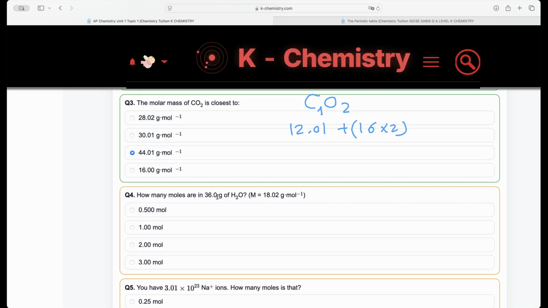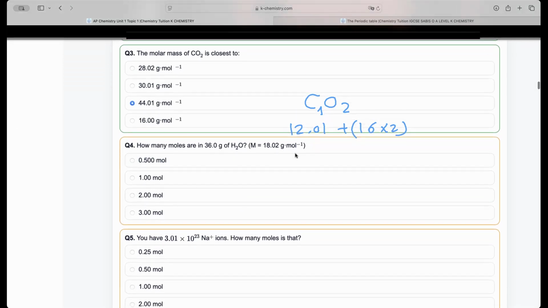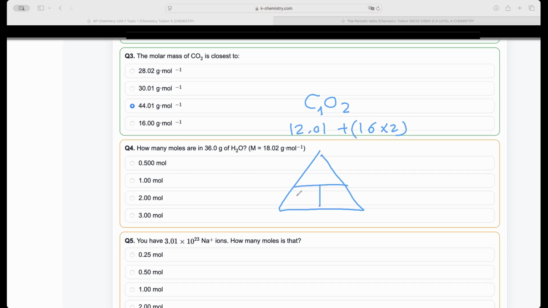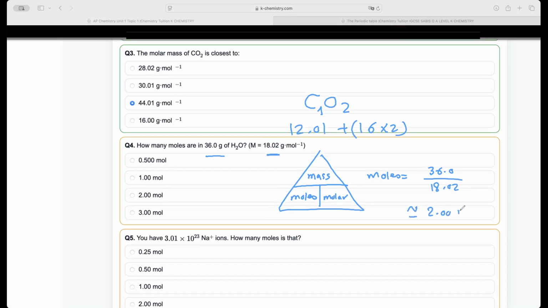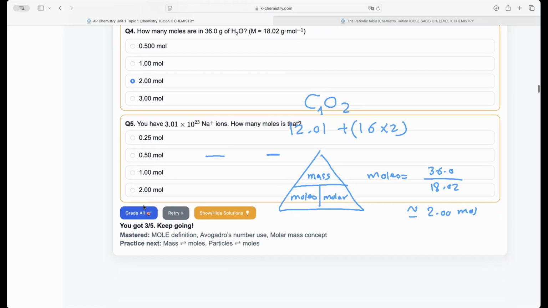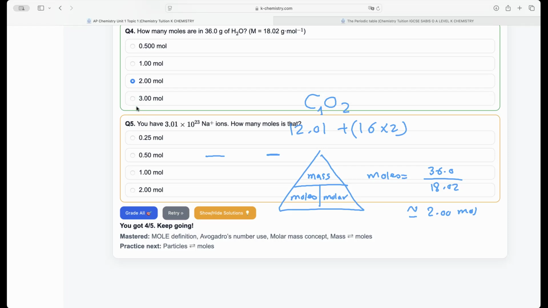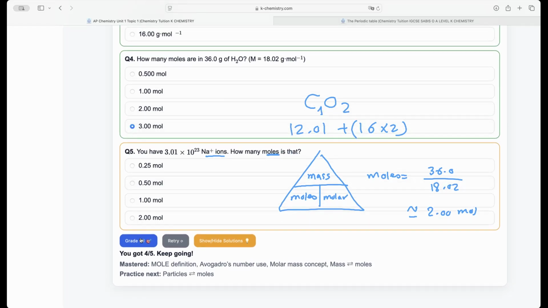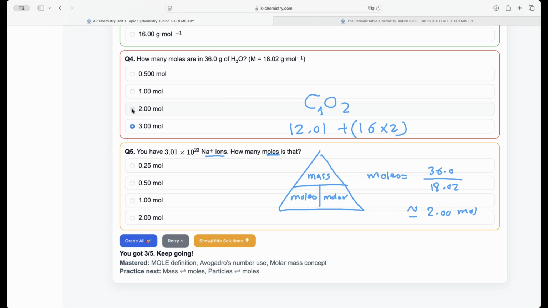How many moles are in 36 grams of H2O? So let me have a look. I want to find the moles if I have the mass and the molar mass. The moles is equal to mass, which is 36.0, divided by the molar mass of water, which we just calculated as 18.02. Then it's roughly equal to 2 moles, which is the answer here. I'll just check again. This is my correct answer since it's green. If I made a wrong answer like that, it will come in red, which shows that it is wrong.